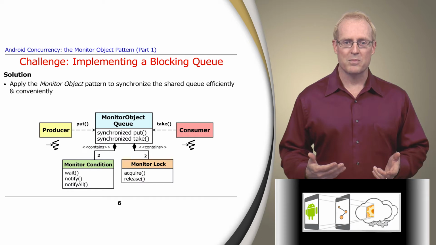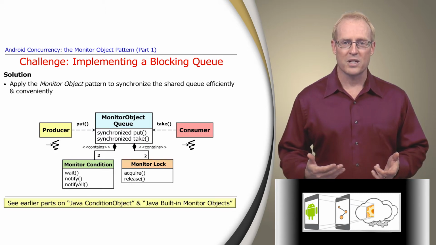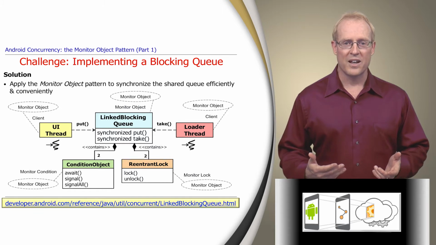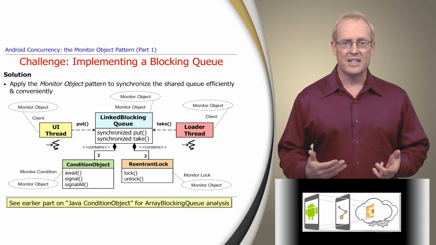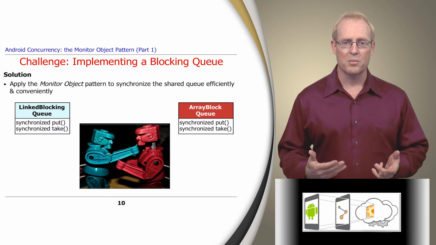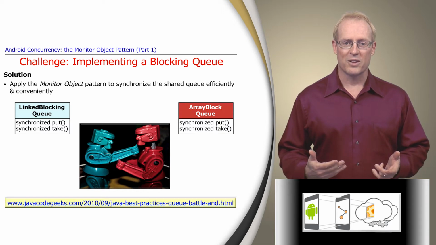A common solution to these problems is to apply the monitor object pattern to synchronize the shared queue in a manner that's both efficient and relatively easy to program. Earlier parts of this module have shown implementations of the monitor object pattern in the video on Java condition objects and Java built-in monitor objects. This part expands upon this earlier coverage to examine the pattern more comprehensively, using the Java LinkedBlockingQueue described at this link as a running example to make the discussion of the monitor object pattern more concrete. LinkedBlockingQueue is similar to the ArrayBlockingQueue we examined in this earlier video. A detailed comparison of the performance differences between the LinkedBlockingQueue and ArrayBlockingQueue appears at this link.